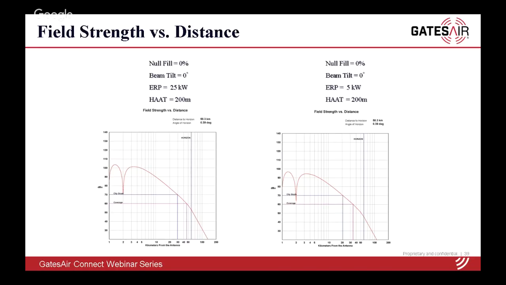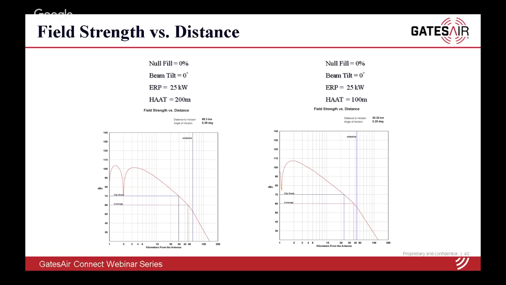The next thing we can look at is power, you know, raw power. Everybody thinks that more power is better. It's not necessarily true. More power is not always better. Does it help? Absolutely. So as we can see, if we have an ERP of 25 kilowatts, a height above average terrain of 200 meters, beam tilt zero, null fill zero, and then we compare that to an ERP of 5 kilowatts, okay, with a height above average terrain of 200 meters, you can see that the nulls are in the same place. The only difference really is we have a reduction in power overall, but it's not as big as people would think, as you can see here in this graphical representation of that.